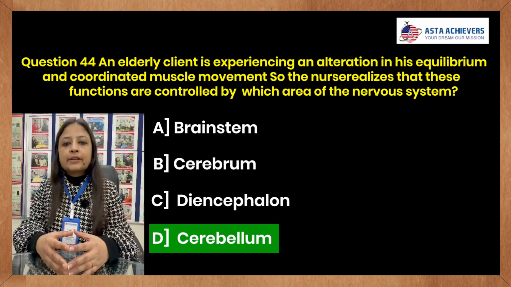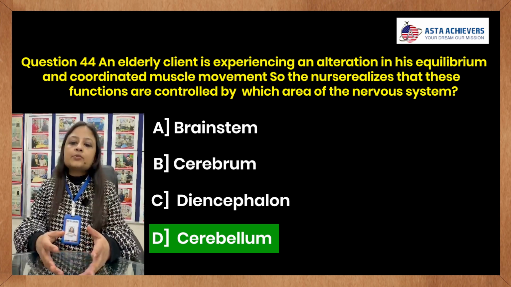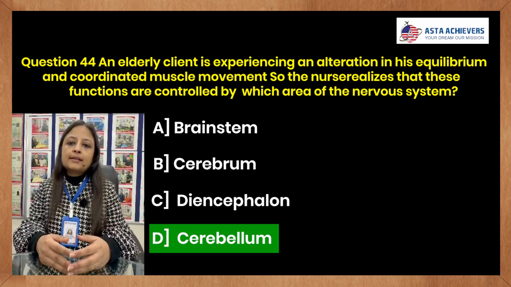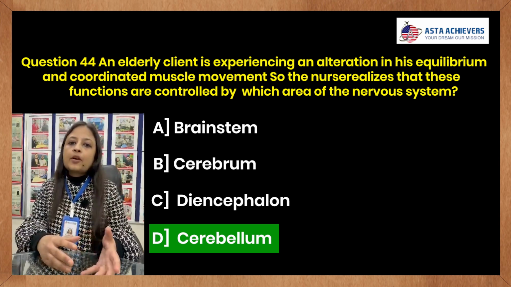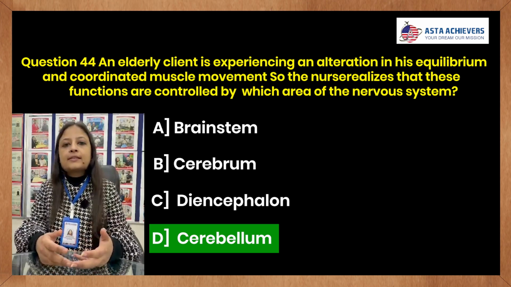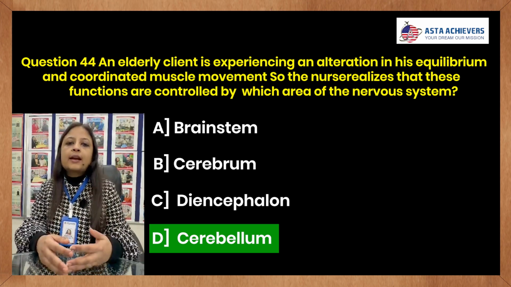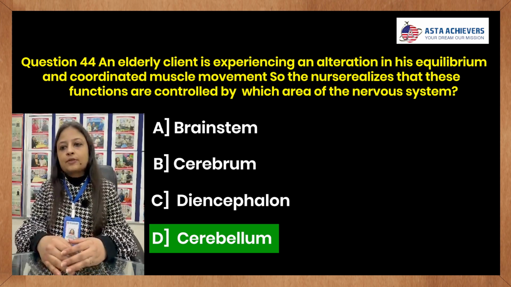So option D, cerebellum, is the correct answer, because the cerebellum is responsible for coordinating voluntary movement such as balance, posture and motor learning. It integrates sensory and motor information to ensure smooth, precise action in walking, speaking and reading.